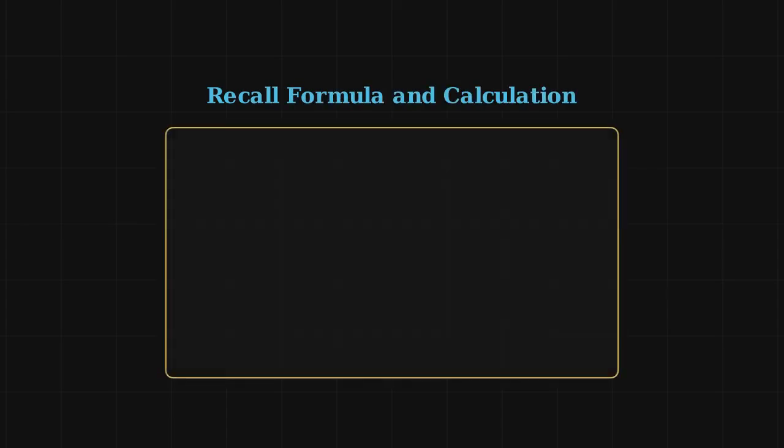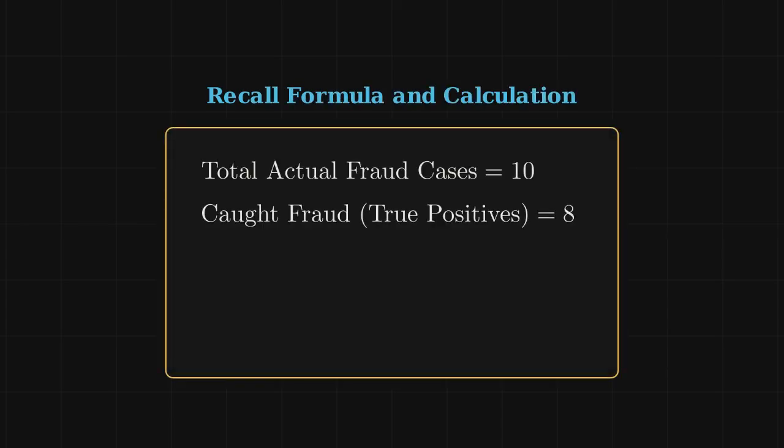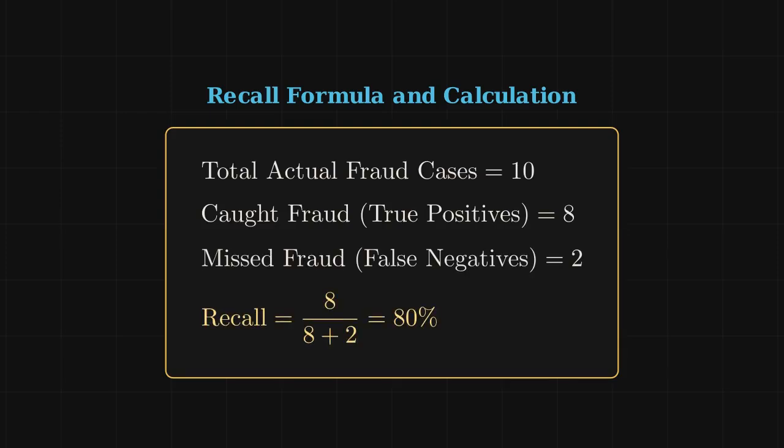Conversely, recall measures the model's capture rate, focusing on false negatives. It asks, out of all actual fraudulent transactions in the dataset, how many did our model successfully catch? High recall prevents dangerous misdetections. If there are 10 actual fraud cases and the model detects 8, our recall is 80%. Recall ensures that critical anomalies do not slip through.